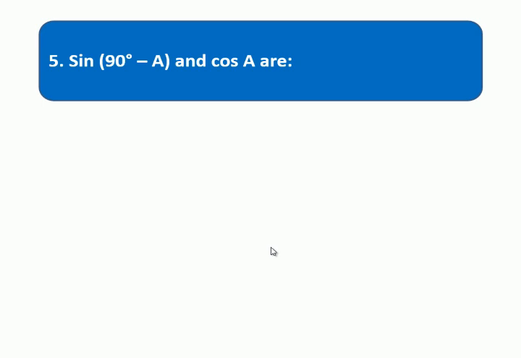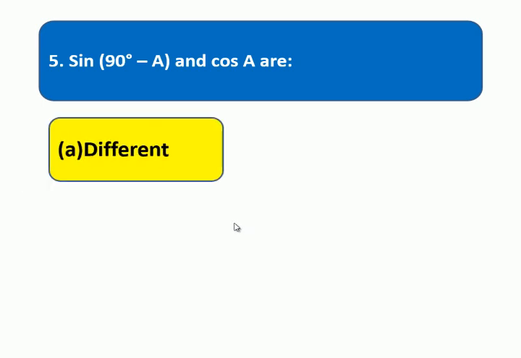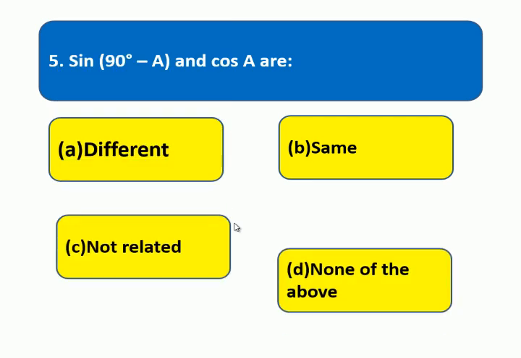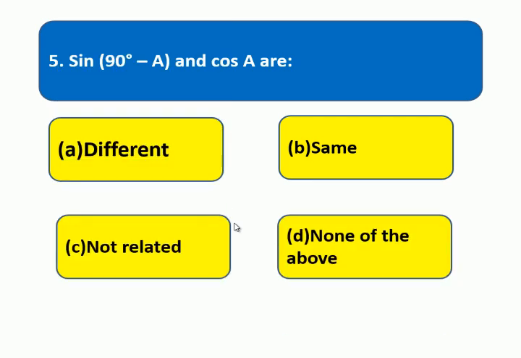Okay, now next question number 5. Question number 5 is sin (90 minus A) and cos A. For these two given, you have to find whether they are different, the same, not related, or none of the above. Using general properties, find the correct option very quickly, either A, B, C or D. Now write down the correct option.